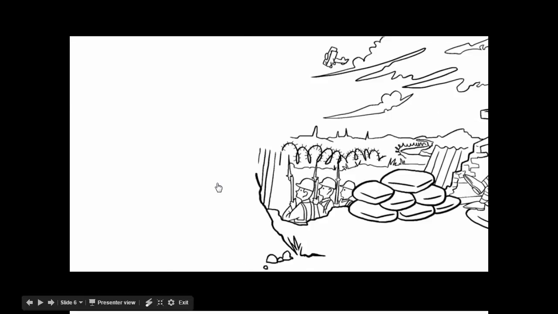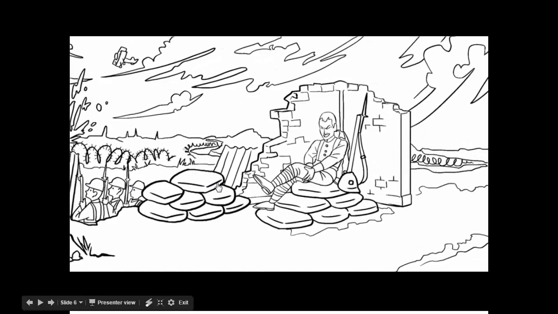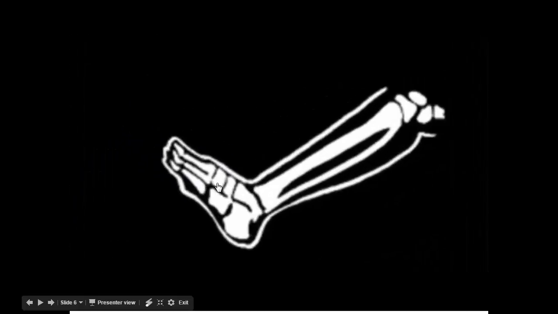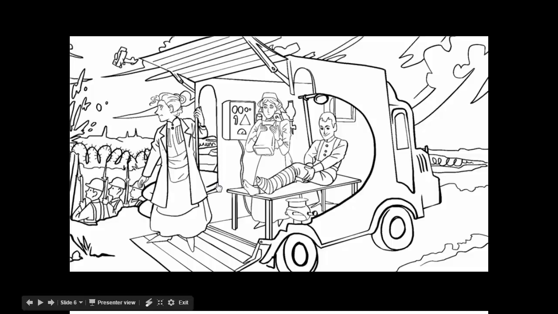Then World War I broke out. I used my scientific knowledge to help the troops. I raised money to build a fleet of X-ray wagons that could be taken to the battlefield and used to diagnose millions of wounded soldiers.